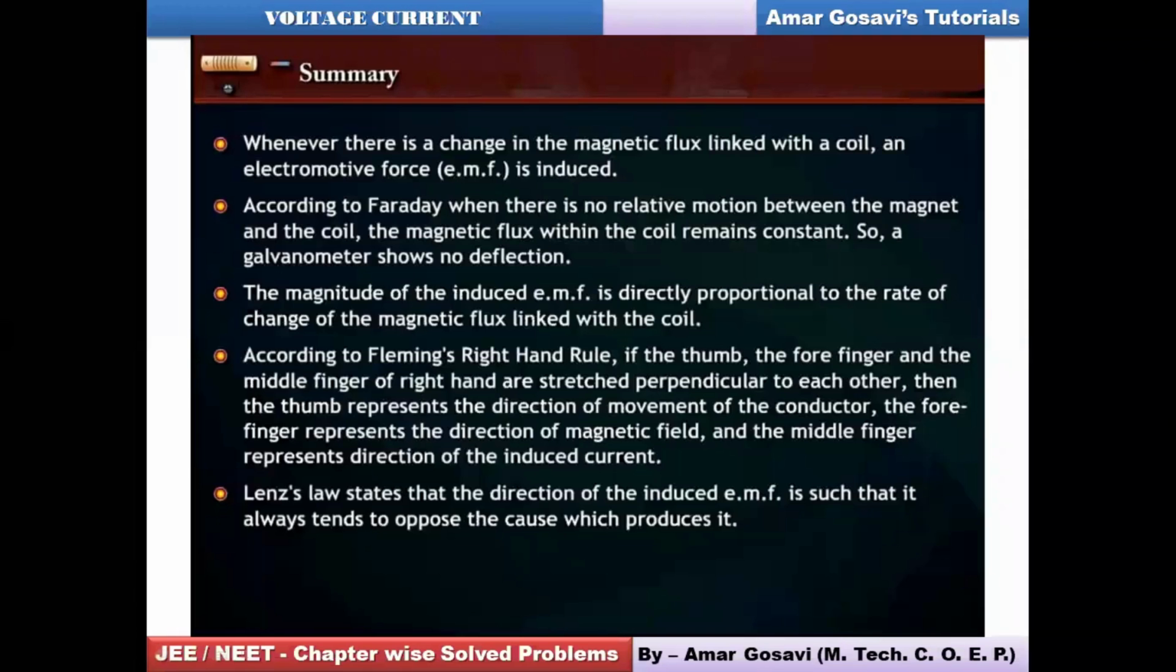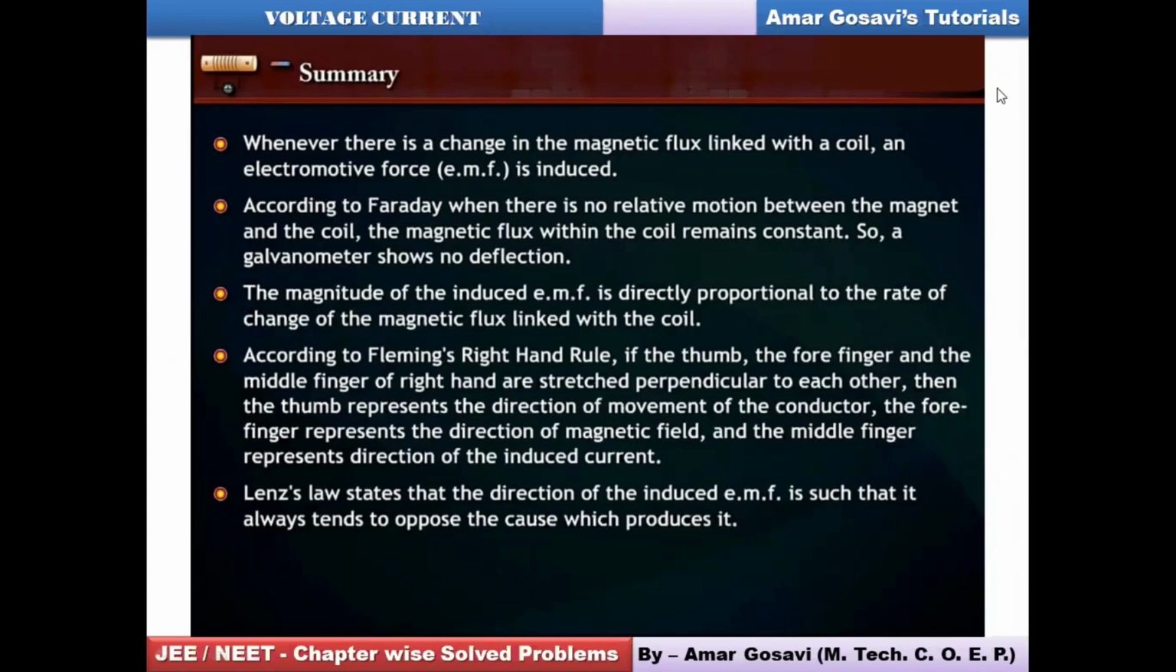Okay, friends, let's start discussing today's session. This would be the final session for the chapter electromagnetic induction. We have studied in Faraday's law that whenever there is a change in magnetic flux linked with the coil, electromotive force is generated in it, or induced in it.